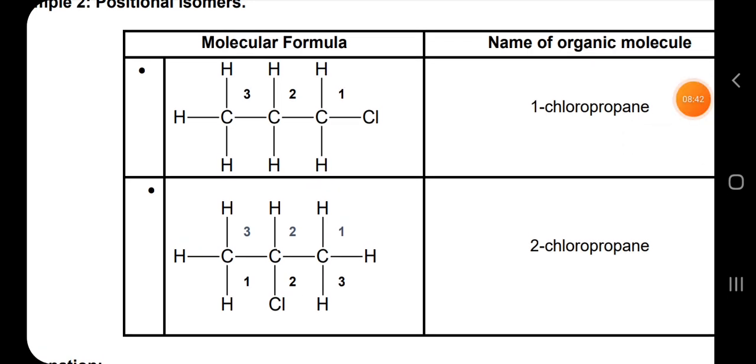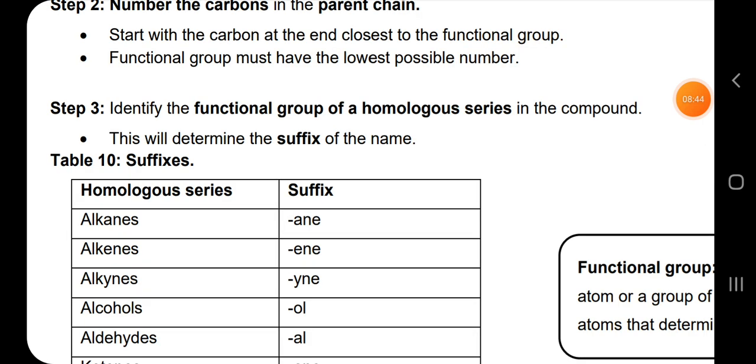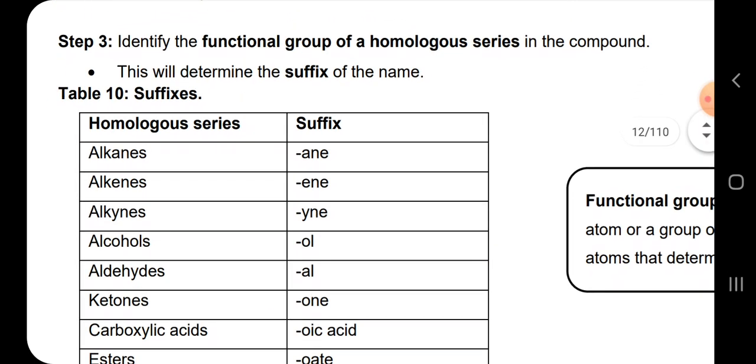So it says start with the carbon at the end close to the functional group, and the functional group must have the lowest possible number. So step 3 is to identify the functional group of a homologous series in the compound.